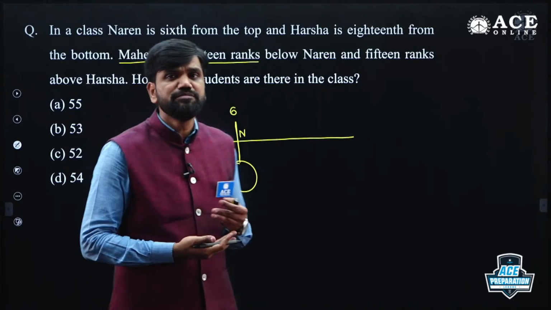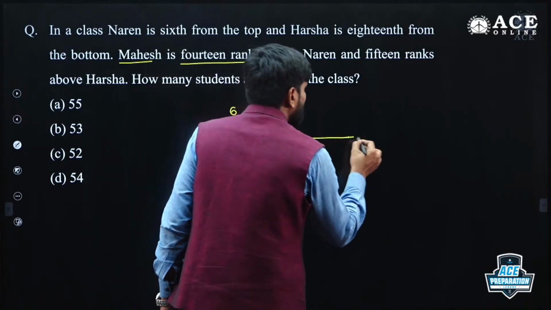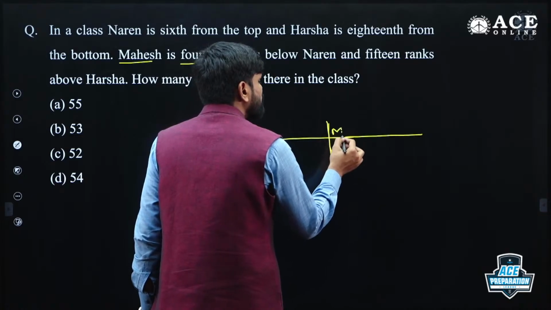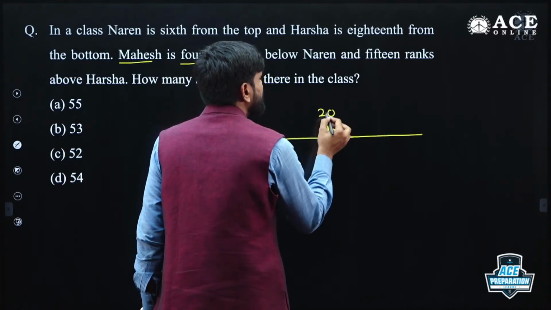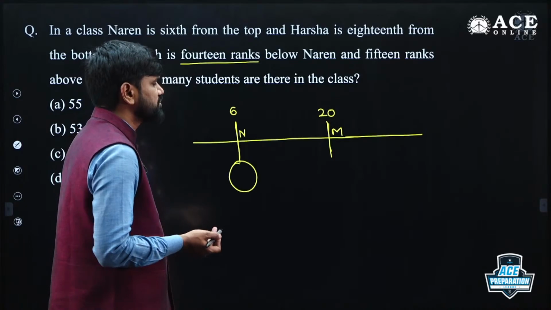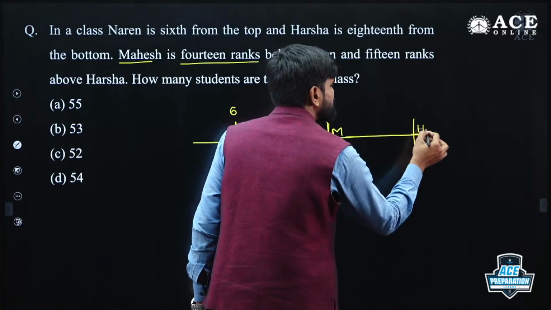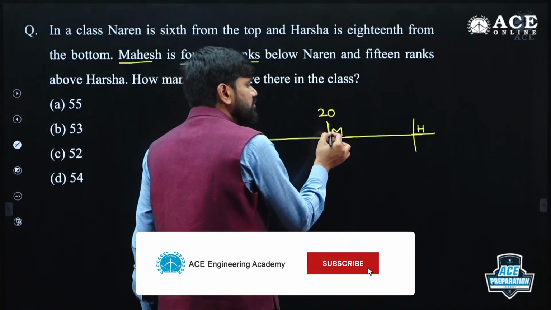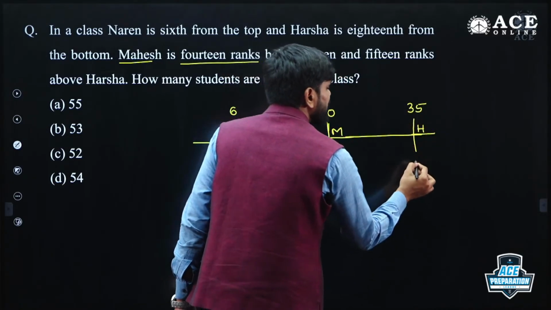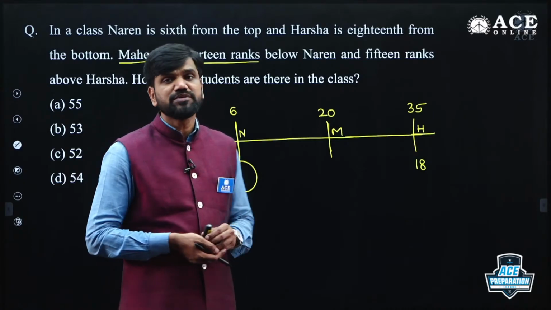Mahesh is 14 ranks below Naren means the rank of Mahesh must be 14 ranks after Naren, hence Mahesh should be 20. And Mahesh is 15 ranks above Harsha. Harsha must be 15 ranks below Mahesh, hence it has to be 35. And we know that Harsha is 18th from the bottom. This is also given. Now we know the position of one of the persons from both the ends.